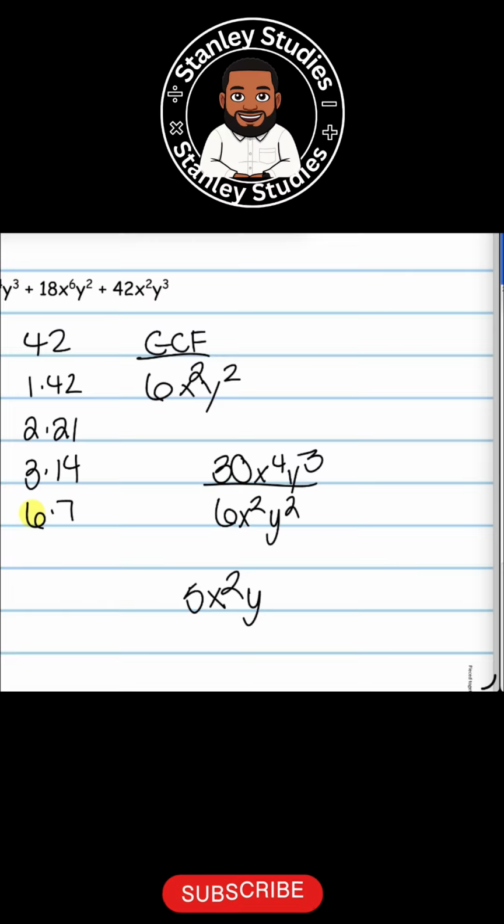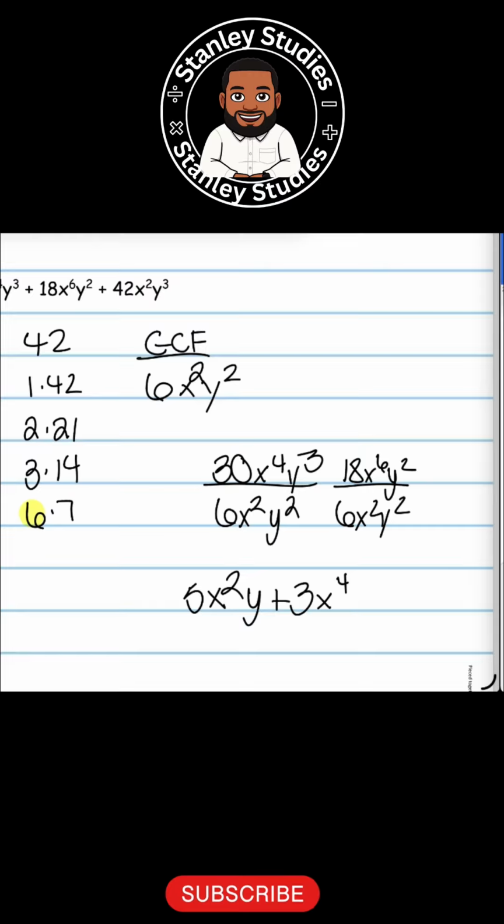Now I do the next one, which is 18x to the 6, y squared divided by 6x squared y squared. 18 divided by 6 is 3. 6 minus 2 is 4, so it'll be x to the fourth. 2 minus 2 means the y goes away because that's 0.